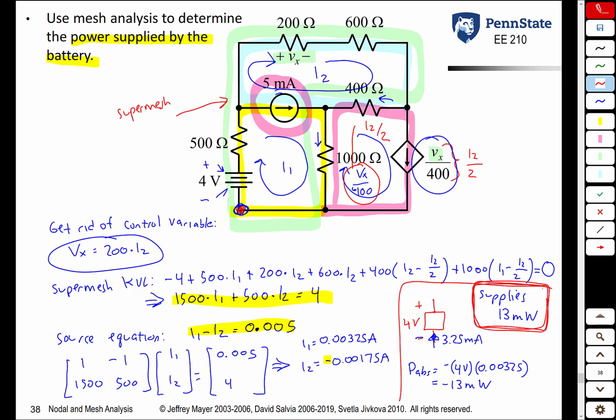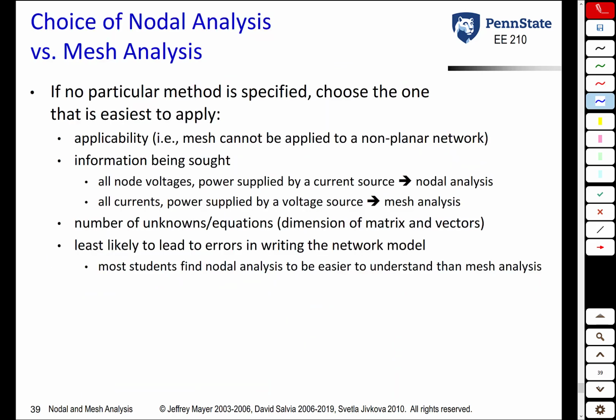When you have dependent sources, you really only have one additional wrinkle, and that is having to write an equation to get rid of the control variable. Remember, the ultimate goal is the only variables you want in mesh analysis are these mesh current variables, just like in nodal analysis, the only variables you want in your equations are the node voltage variables.